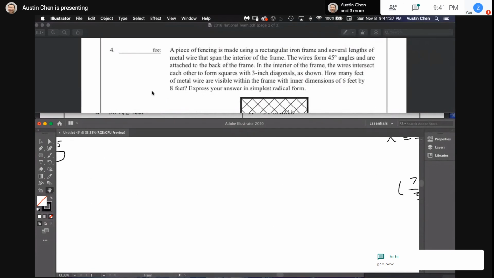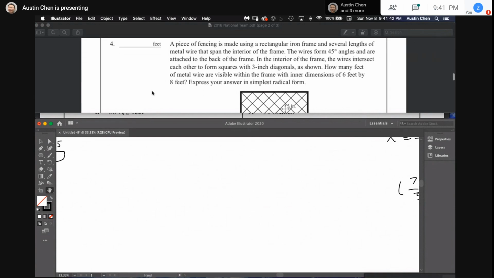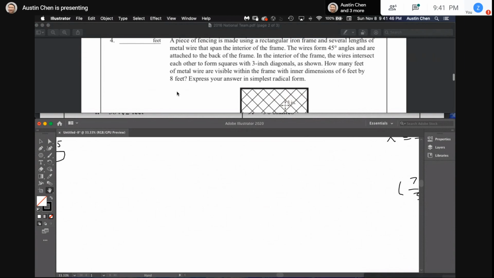A piece of fencing is made using a rectangular iron frame and several lengths of metal wire that span the interior of the frame. The wires form 45-degree angles and are attached to the back of the frame. In the interior of the frame, the wires intersect each other to form squares with 3-inch diagonals, as shown. How many feet of metal wire are visible within the frame with inner dimensions of 6 feet by 8 feet? Express your answer in simplest radical form.